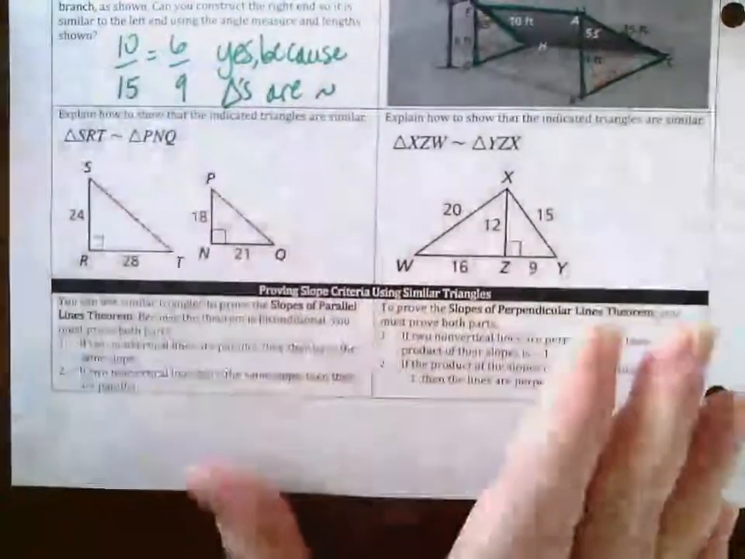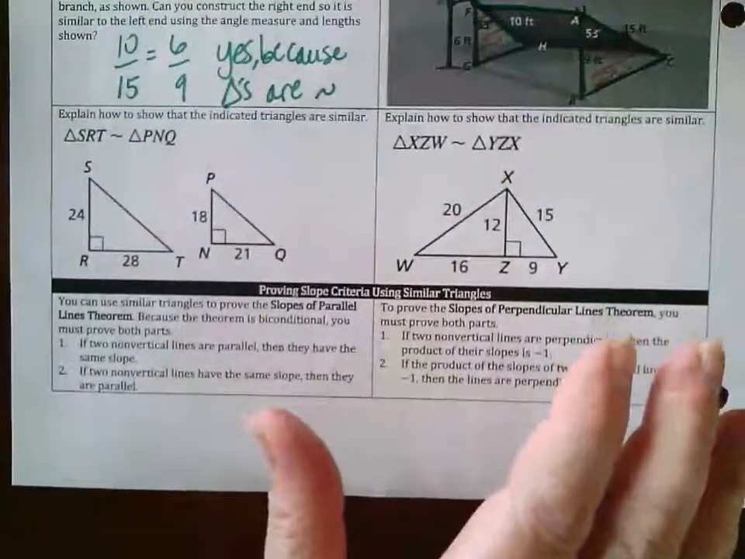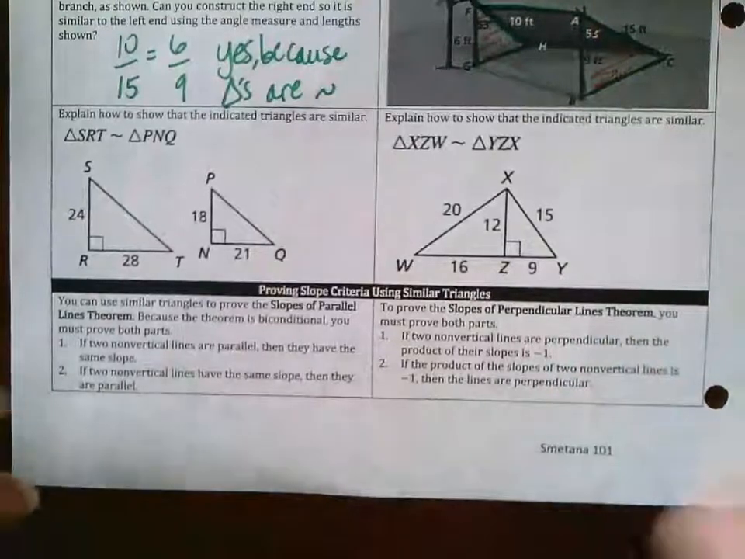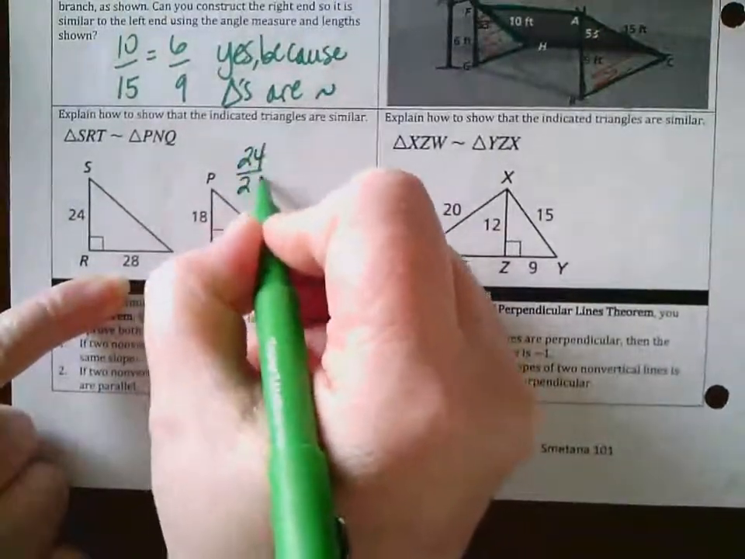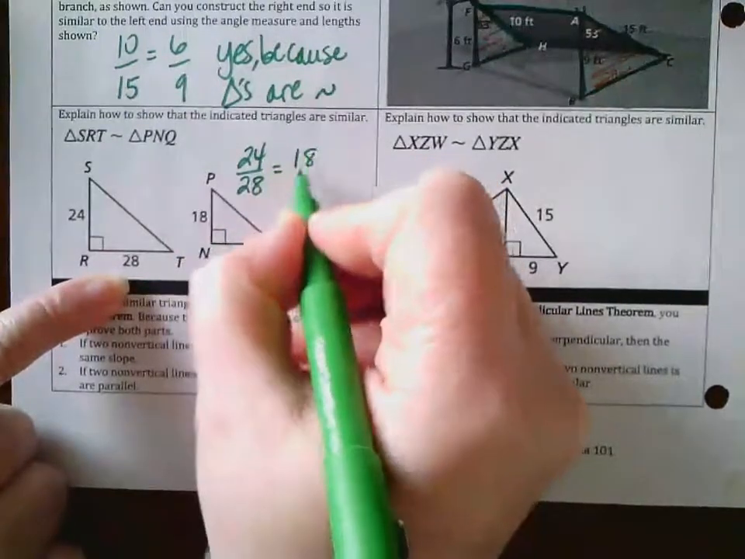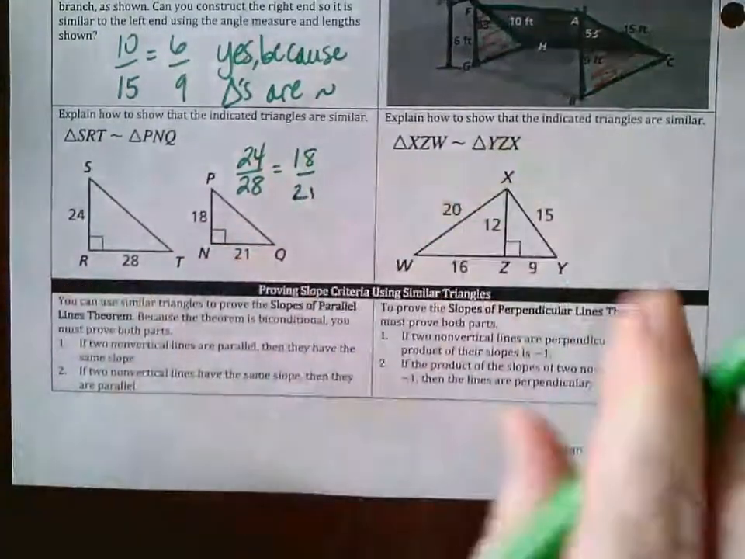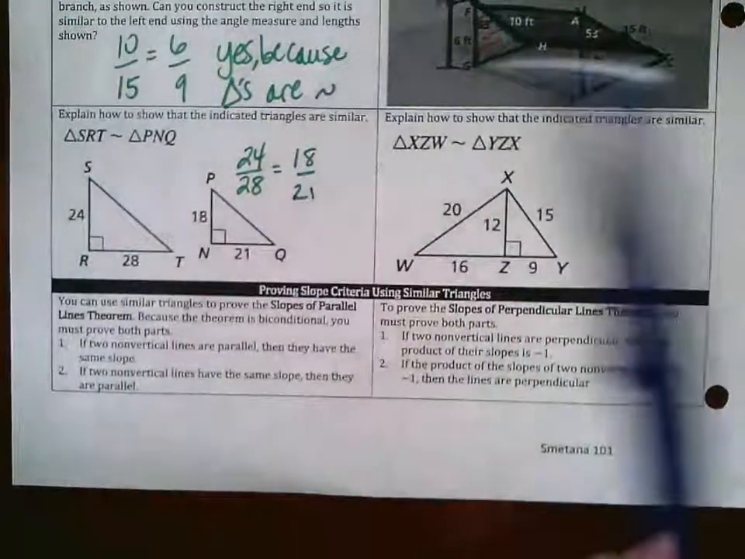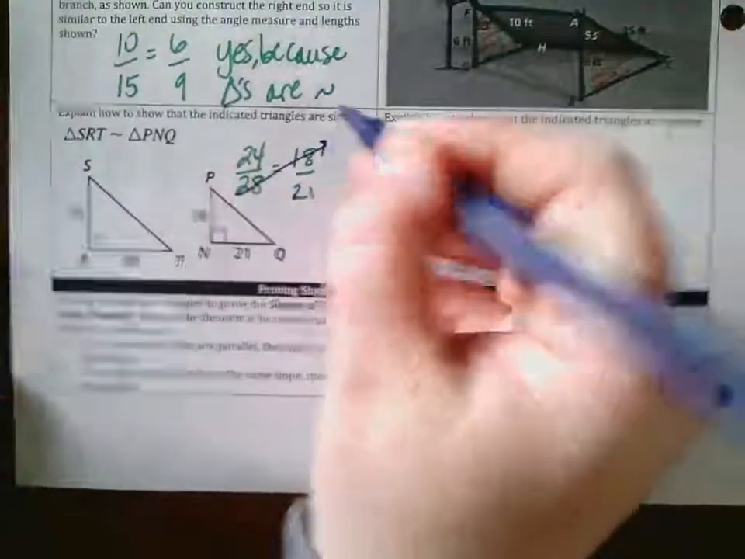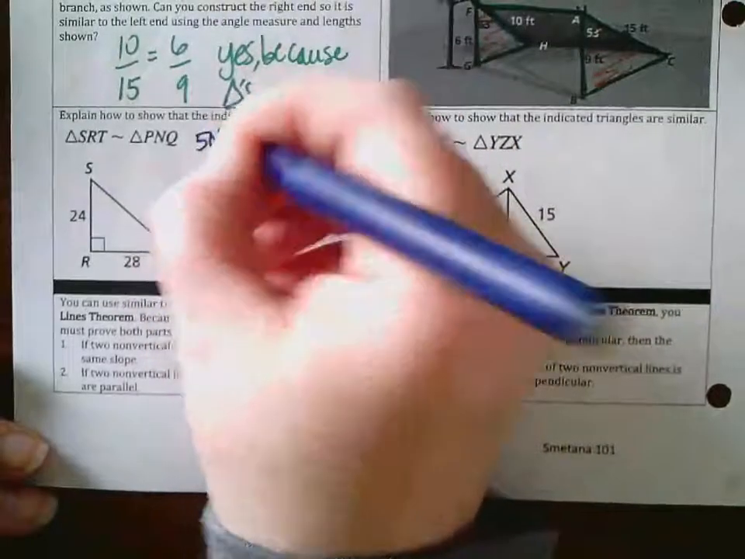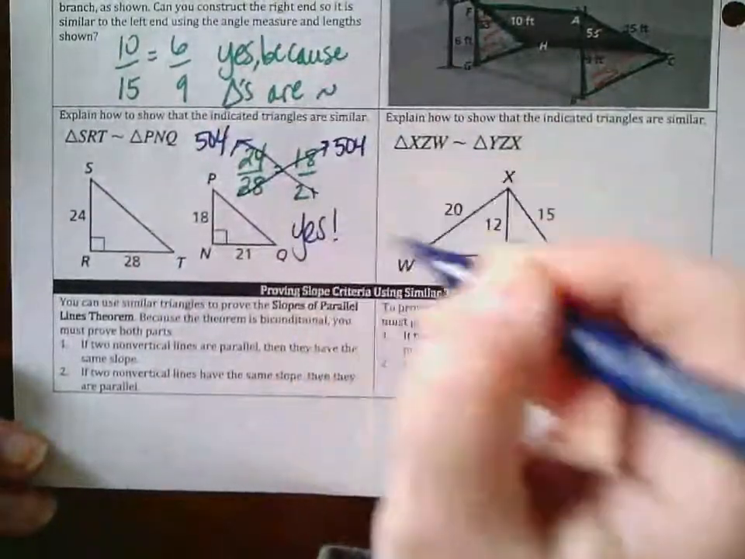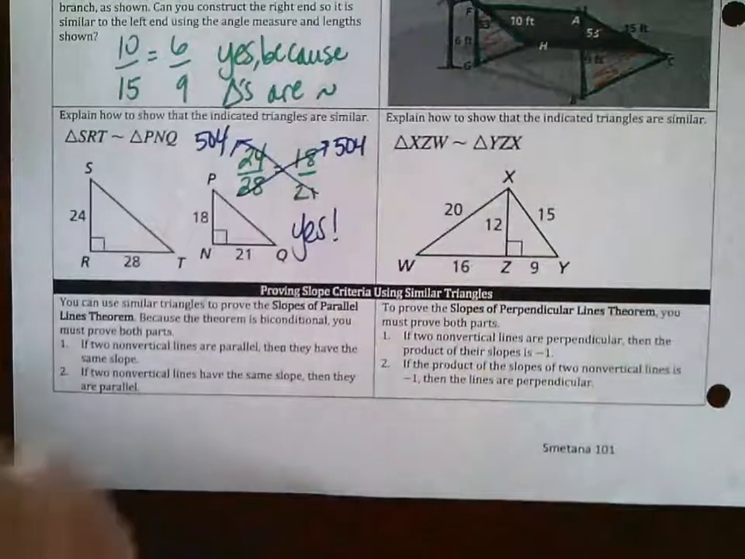Explain how you can show that the indicated triangles are similar. Set up a proportion, cross multiply. So 24 over 28 equal to 18 over 21. We don't know. But if you cross multiply, you will get 504 and 504. So yes, they are similar.